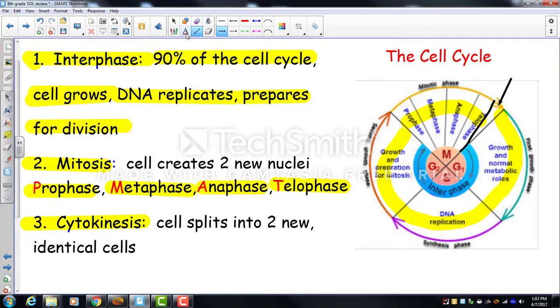Right there is cytokinesis. Oops, that's way too big to write. Let's make that really small. Cytokinesis is that final, basically 1% of the entire cell cycle, where the cell pinches apart into two new identical cells. And so those are the three stages: interphase, mitosis, and cytokinesis.